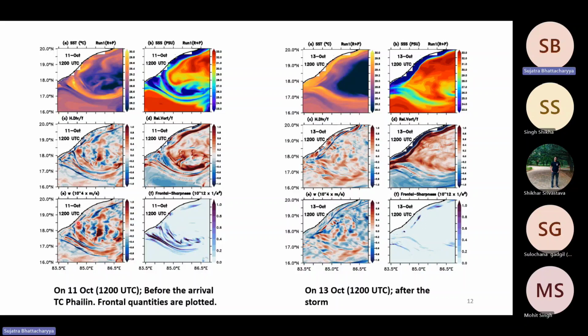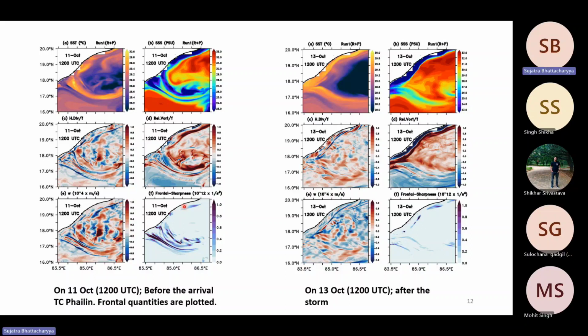And here also, because it's a cyclonic eddy, the velocity is almost upward, but there is an intermediate value of downwelling. And here also it's very clear. And this is called frontal sharpness, the horizontal gradient of buoyancy, which is following these filaments.